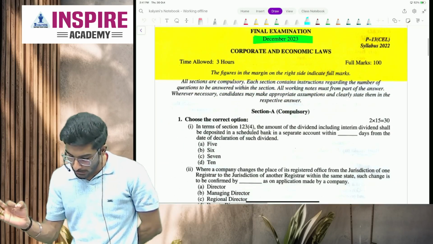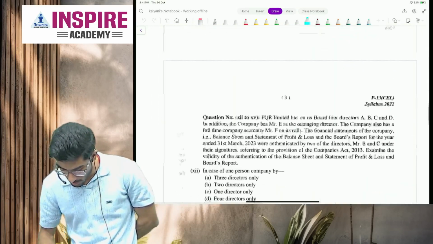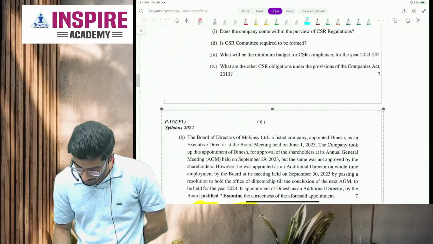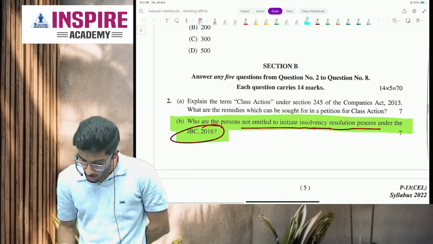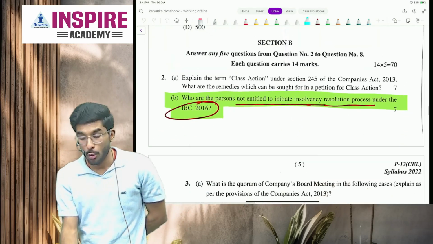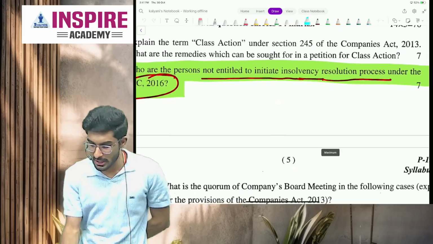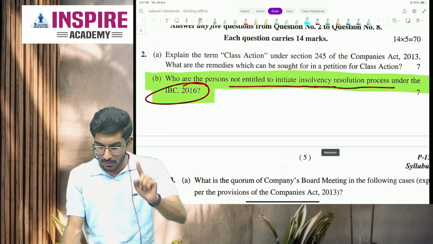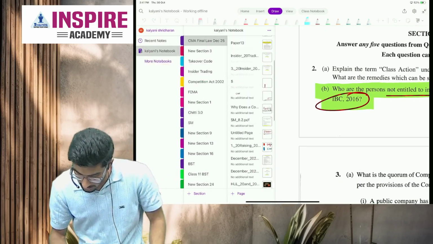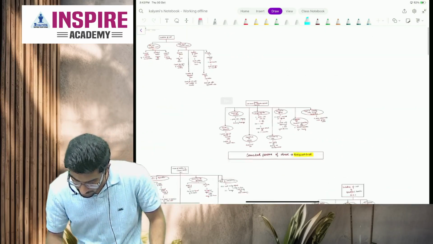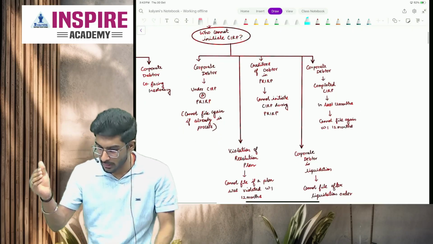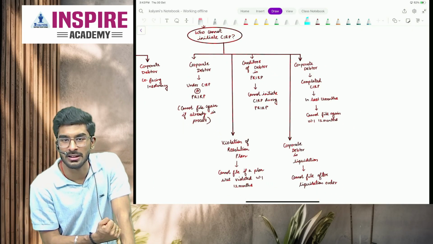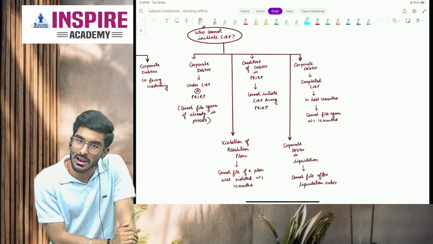So in 2023, no question was asked from IBC. Let's look at this one. Who are the persons not entitled to initiate resolution process under IBC 2016? Let's find out the answer. Now you have to find out the answer, people. Who cannot initiate CRP? These 5 points you have to give, 7 marks. Such an easy. Yes or no, people? So easily you got 7 marks.